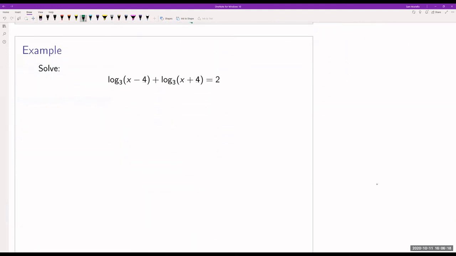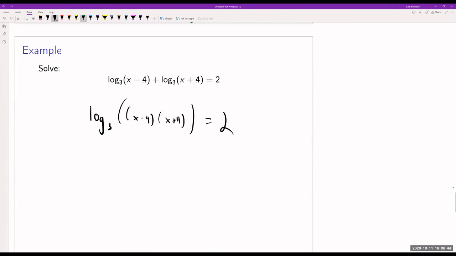Let's try another example here. This time, we'll have to once again use our properties in order to do some simplification before we can cancel. Because I have two different logs, I know I can combine them by using the addition algebraic property, giving us log base 3 of (x minus 4) times (x plus 4), all equal to 2.